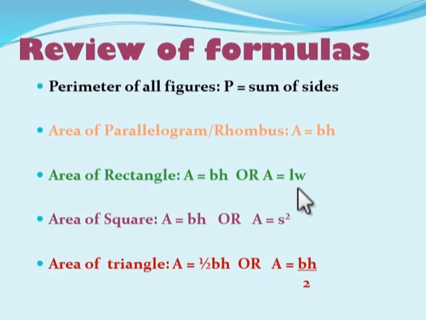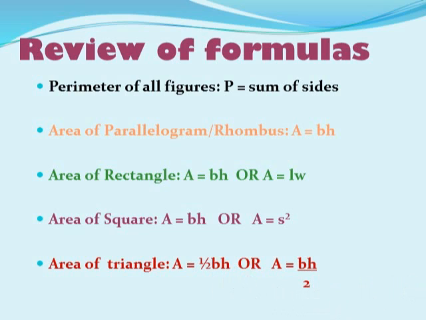For the area of a rectangle, we do the base times the height, or sometimes it'll be labeled length and width. For the area of a square, it's base times height, or since all the sides are the same length, side squared, or side times side works exactly the same. And finally, we have the area of a triangle, which we learned in the last lesson, where we take the base times the height and then take half of that. So either multiplying by a half or dividing by 2.